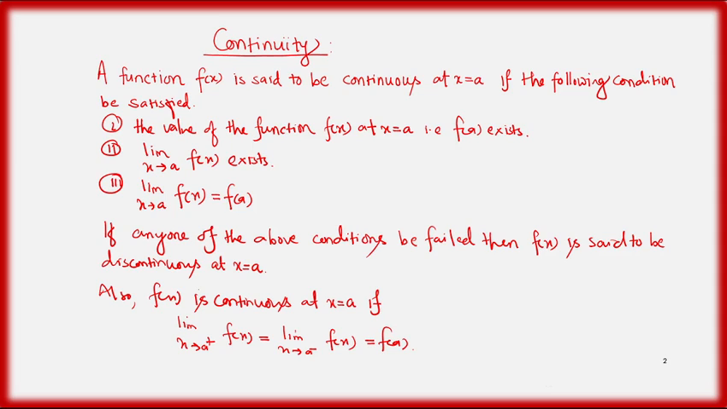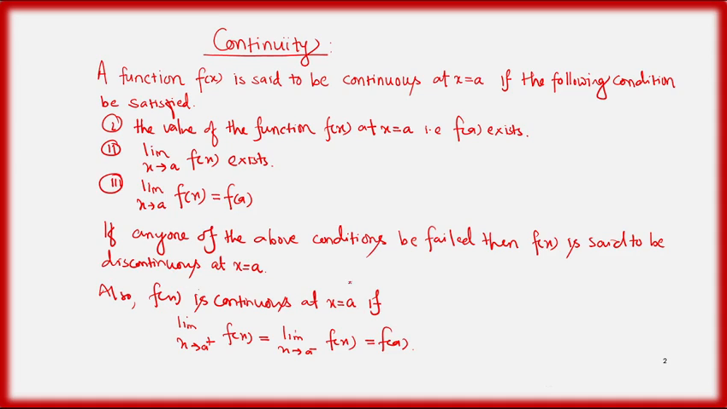A function f of x is said to be continuous at x equal to a if the following conditions are satisfied. The value of the function f of x at x equal to a, that is f of a, exists. Limit x tends to a f of x exists. Limit x tends to a f of x equal to f of a. If any one of the above conditions is not fulfilled, then f of x is said to be discontinuous at x equal to a. We'll be discussing discontinuity later on.